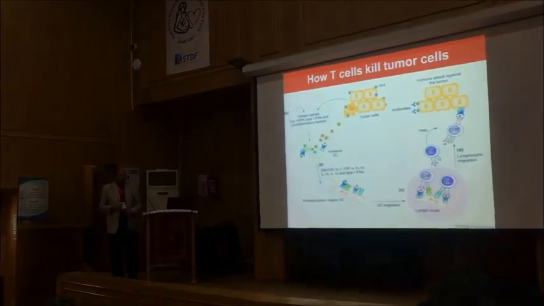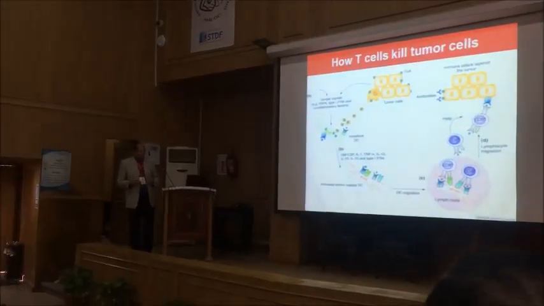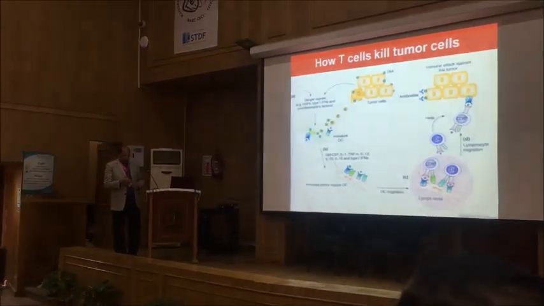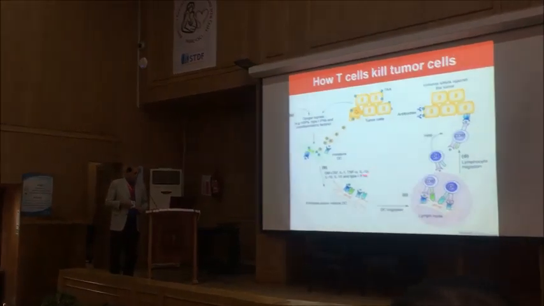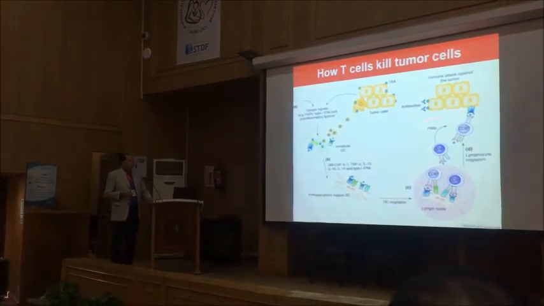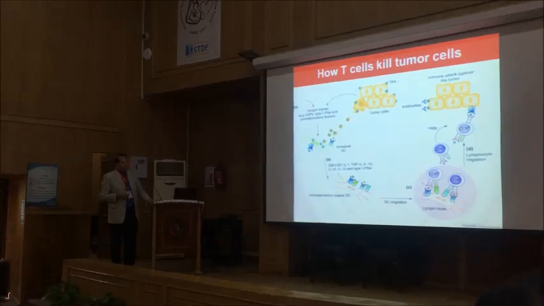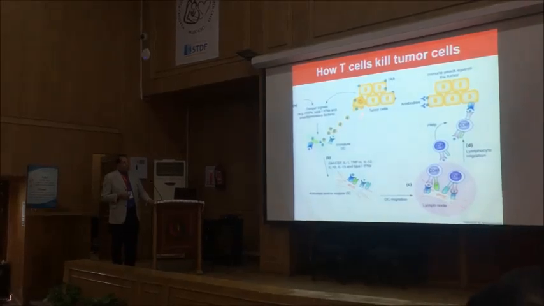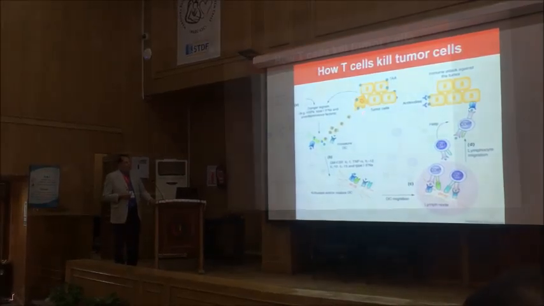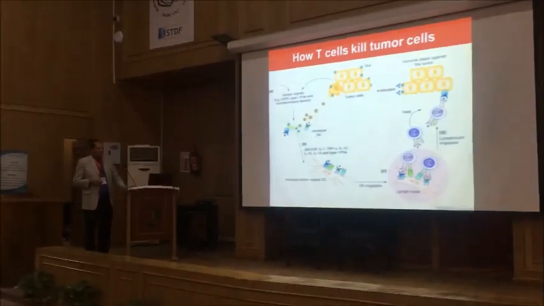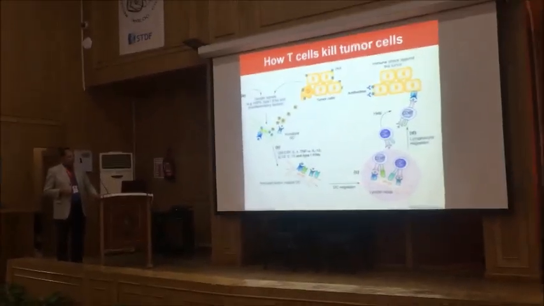How can you overcome these three challenges? This is a typical scenario of how you generate anti-tumor immunity. This is the tumor cells. They shed tumor antigen into the tumor microenvironment or even into different tissues, in skin or elsewhere, and into the lymph node.